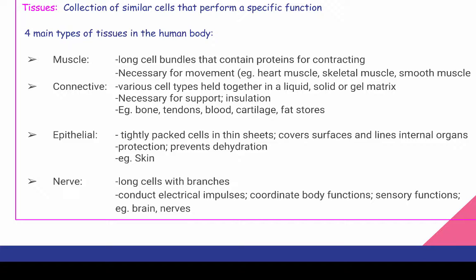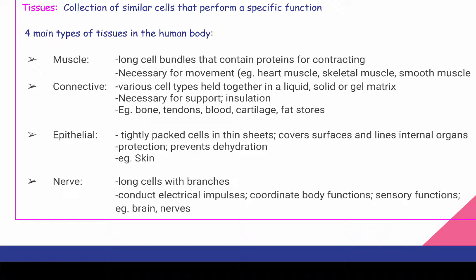We also have connective tissue. In this tissue, various cell types are held together in a matrix, and that matrix can be liquid, solid, or gel. These tissues tend to play a role in support and insulation in the body, and they include things like your bone, your tendons, your blood, your cartilage, and your fat stores. All of those are examples of connective tissue.